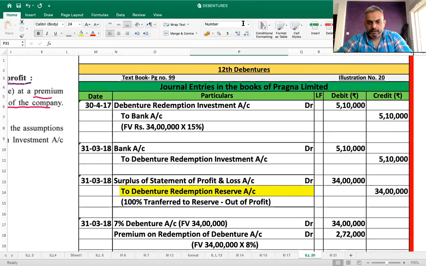So as you can see, there is not much of a difference between both the methods, out of capital or out of profit. The only difference is that if it is out of capital, then a minimum of 25% is to be transferred to debenture redemption reserve account, and if it is out of profit, then 100% of the face value is to be transferred to debenture redemption reserve account. The minimum 15% investment of the face value up to 30th April for the year in which the debentures are to be redeemed will remain the same, minimum 15% up to 30th April 2017.